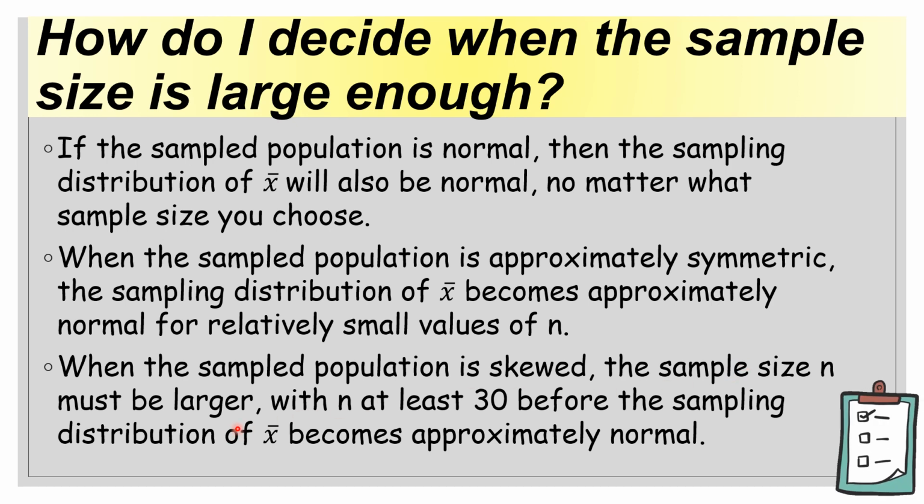Kung nakaskewed daw yung sample population natin, therefore, kailangan dagdagan natin yung sample size natin with n at least 30. When we say at least 30, it's 30 and up. With n at least 30, the sampling distribution of X bar becomes approximately normal. So, kailangan muna natin ng at least 30 na sample size bago magiging approximately normal yung distribution natin.